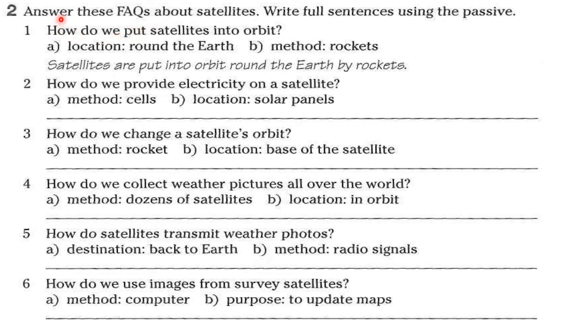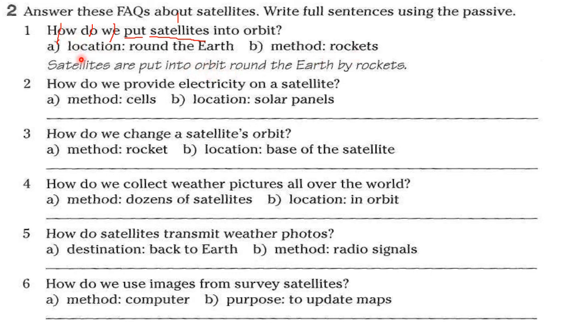No need for these. Look, please. I cancel the word how. I cancel do, and I cancel we. So I start with the verb. I use only the verb and the object. The verb, put, and the object. So I start by satellite. So I say satellites are put into orbit round the Earth by rockets.